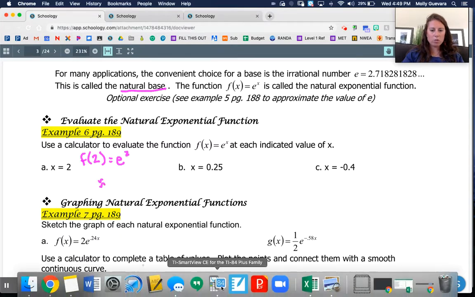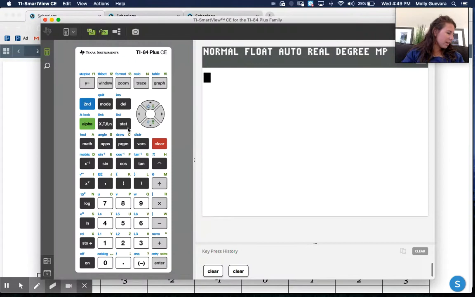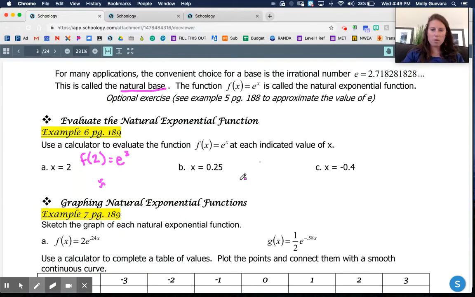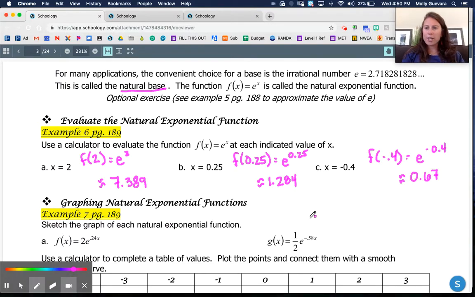So then I can just pull up my calculator and say e squared. Just hit enter, and there it is, 7.389. In this case, they want me to round probably to 3 decimal places like we did last time, so 7.389. So go ahead and do the other two, and then check your work. Okay, so check your work here. Hopefully we feel good about entering this into our calculator and evaluating.